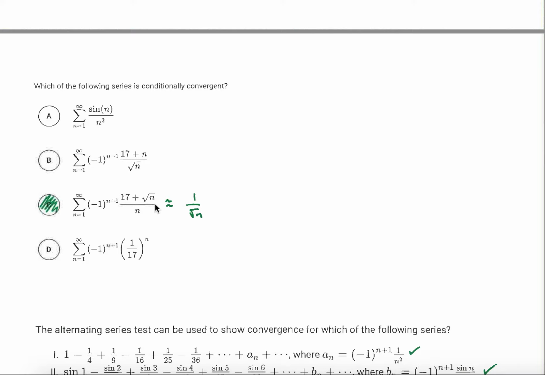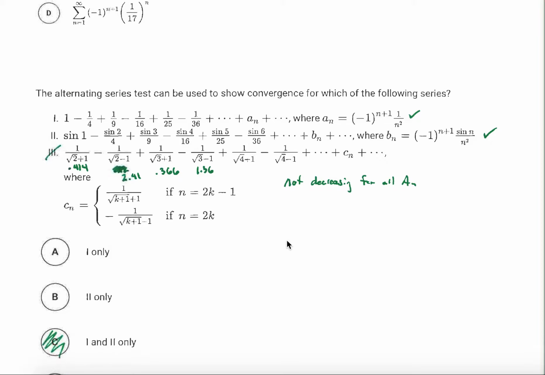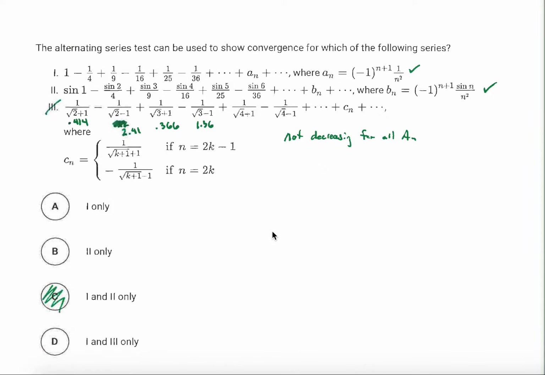Conditionally convergent. Well, this is pretty much 1 over the square root of n, right? The 17 is stupid, and then square root of n over n is 1 over the square root of n, and it alternates, so it's an alternating series. Well, the alternating version of 1 over the square root of n converges, and it is conditional.